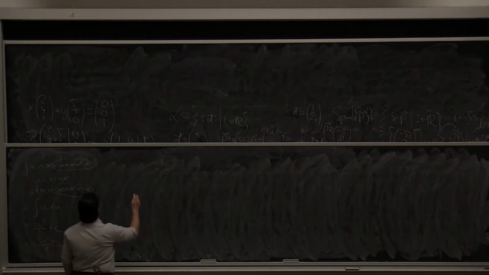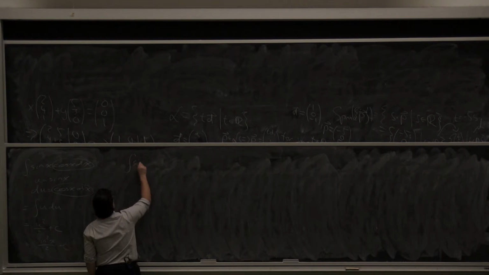And with indefinite integrals, you have to go back to the original variable. So this is sine squared of x over 2 plus a constant. Okay? Any questions, any issues, any problems with it at all? Okay? All right. So, second example.